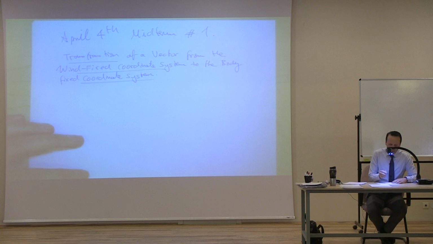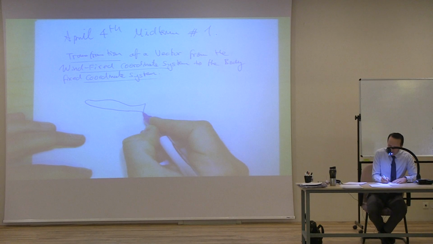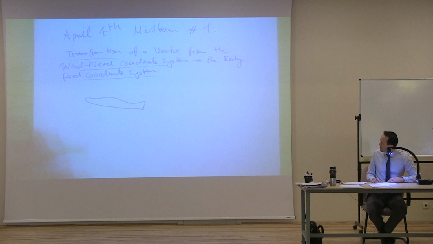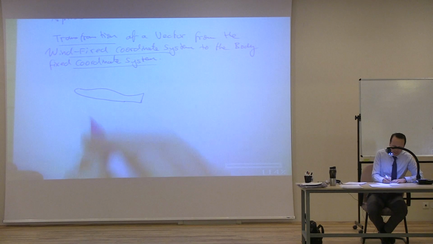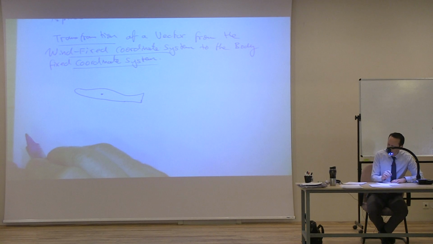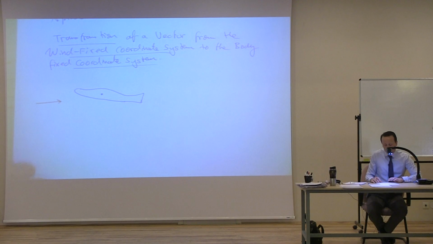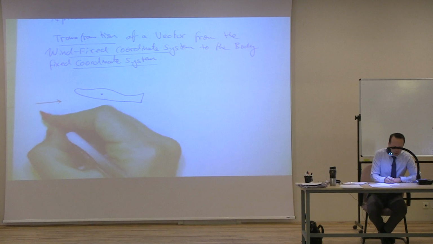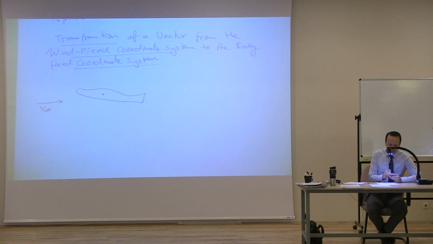All right? So, how did we define the wind fixed coordinate system? This is my airplane, and I would say this is the center of gravity, and let's say we are looking for the relative velocity of the local air. In aerodynamics, we used to call this V infinity, right? Basically, the air that is moving relative to the airplane, towards the airplane.